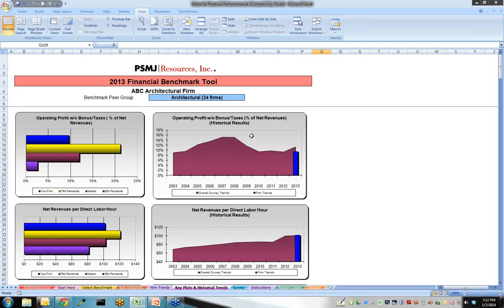Again, if we were talking historical results, we can see over the last 10 years, when we collectively look at all of the firms that were in each year's survey, we can see that profit has gone up and down, and we can compare your firm back to that, and that's this blue bar here.